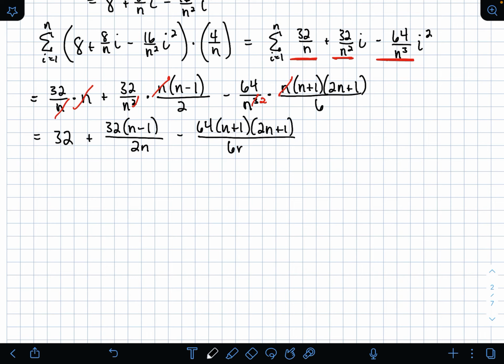Now again, thinking ahead a little bit, we will need to do the limit as n approaches infinity, and the second and third terms of this expression are rational expressions. So when we're doing the limit as n approaches infinity, it would help to have the numerators expanded, and because we're lucky enough to have monomial denominators, we can distribute the monomial denominators as well. So we're going to take another step or two here. 32 plus 32n over 2n minus 32 over 2n.